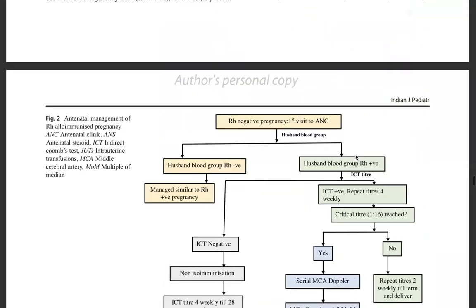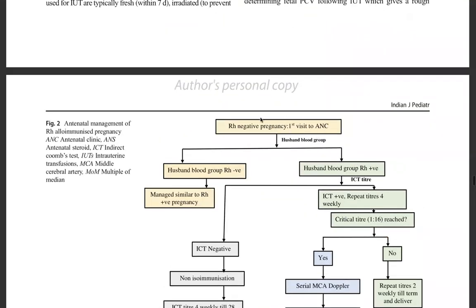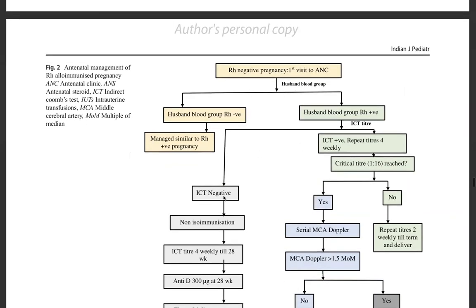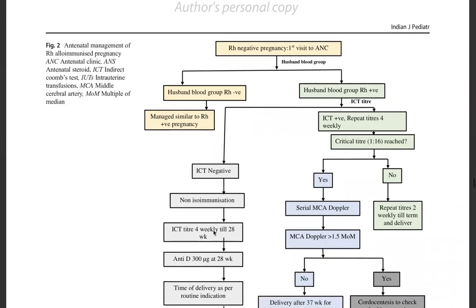So I'll tell again: the first time an Rh negative mother comes to the antenatal clinic, we have to check the husband's blood group. If the husband's blood group is also Rh negative, then we manage similar to any other pregnancy. If the husband's blood group is Rh positive, then we have to look at the ICT titer, whether she is isoimmunized or not. If she is not isoimmunized, monitor the titer every 4 weekly till 28 weeks. Document her ICT as negative at 28 weeks, then give anti-D.